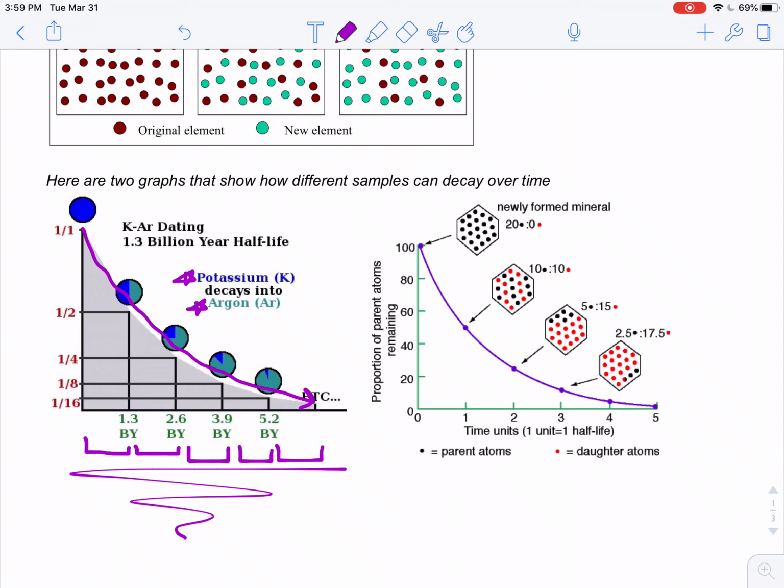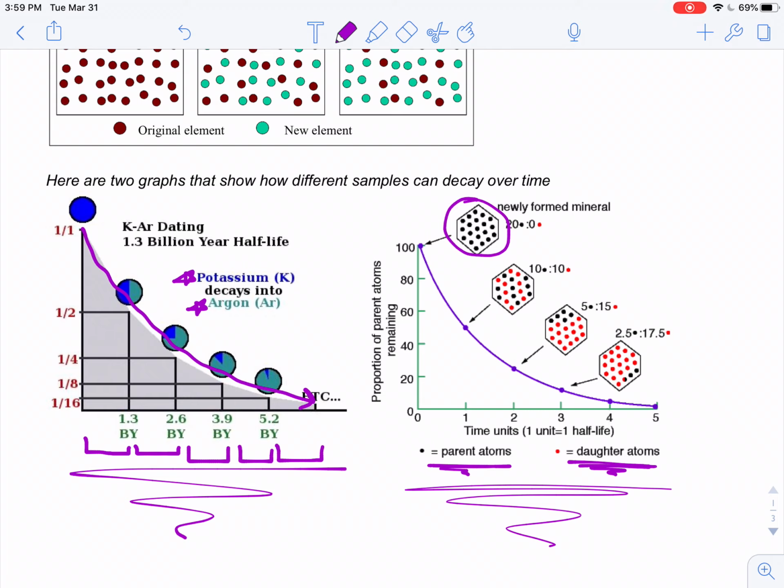I like this one on the right because it shows us that the parent or original atoms are there in black dots, and the new or daughter atoms are there in red dots. So see at the beginning, let's say we have 20 black dots. After one half-life, we would have 10 black dots and 10 red dots. After another half-life, we would have 5 black dots and 15 red dots. And see how you would just keep cutting the number of black dots that remains in half every time.